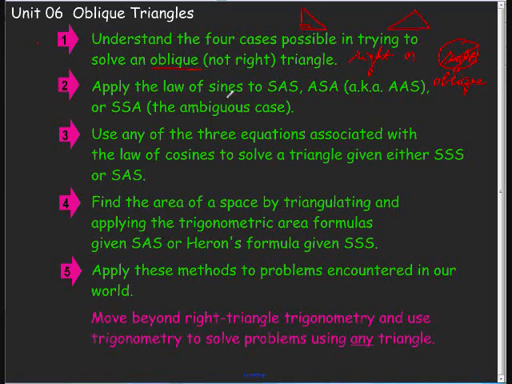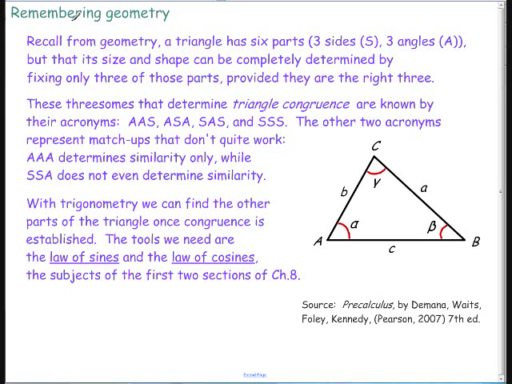We'll get to the law of sines later. Today we're just going to talk about 4 cases. We're going to start with geometry. This is so basic, isn't it? 6 parts. We've got 3 sides, 3 angles. The size and shape are completely determined by fixing only 3 of these parts, provided they're the right 3. What would be the wrong 3? Angle, angle, angle.